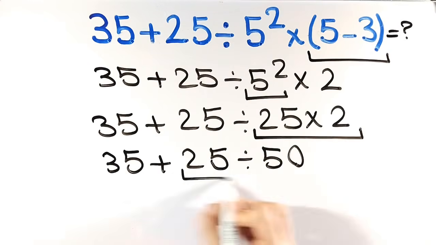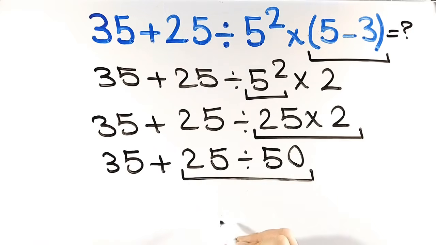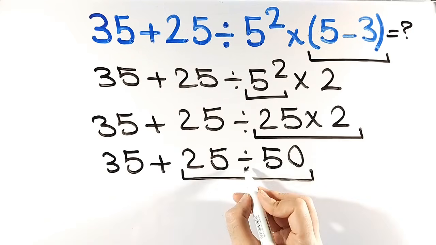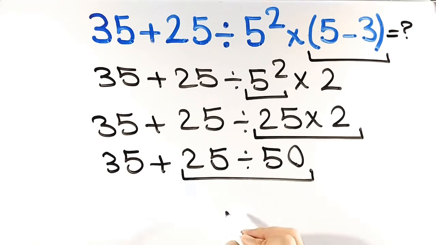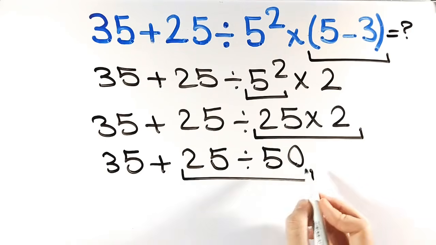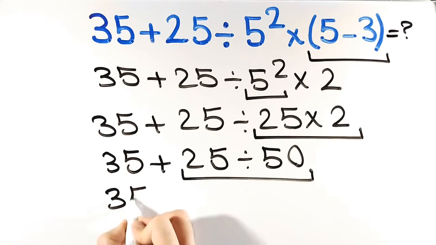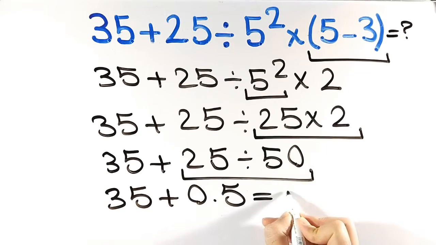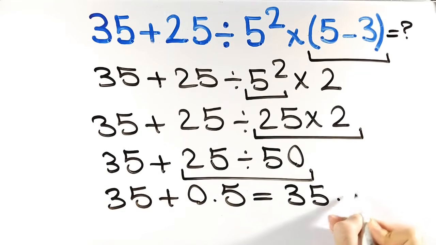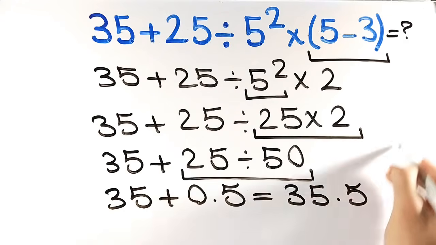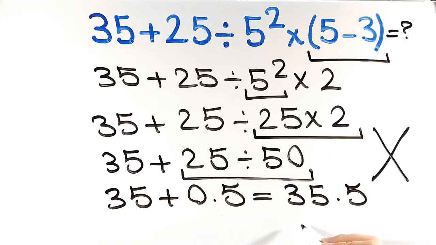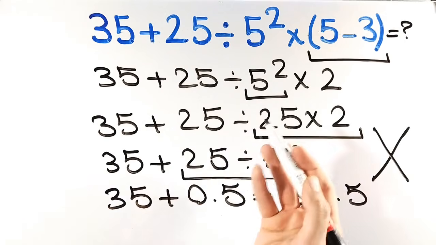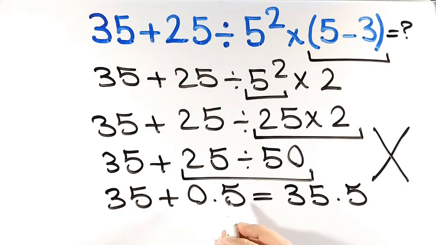Next, they go for the division between 25 and 50 because they believe division has priority over addition. So, instead of this expression, they write 35 plus 0.5, which finally gives them the answer 35.5. But that's definitely wrong. Alright, now let me show you how to solve this expression properly.